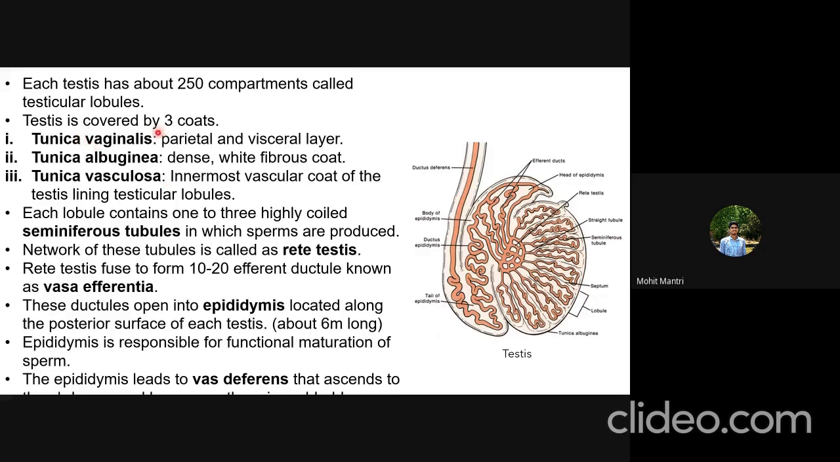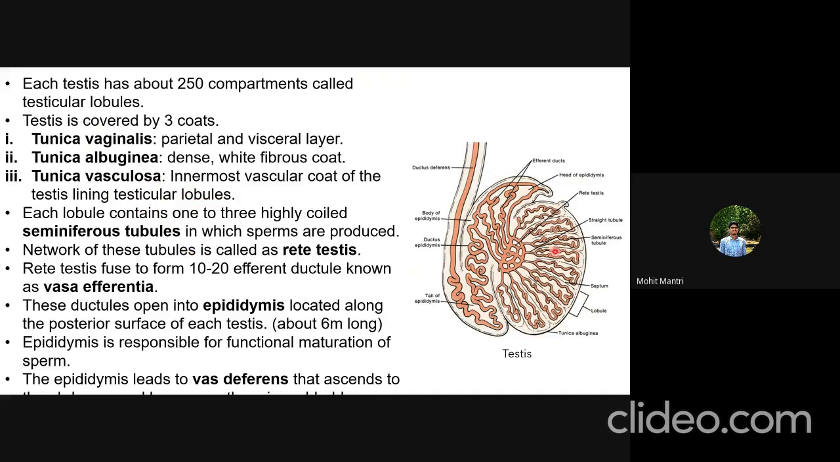The testis has 3 coats. The external coat is the tunica vaginalis, which is a parietal and visceral layer, followed by tunica albuginea, which is a dense white fibrous coat, and the innermost layer is the tunica vasculosa, which is a vascular coat which lines the testicular lobules.